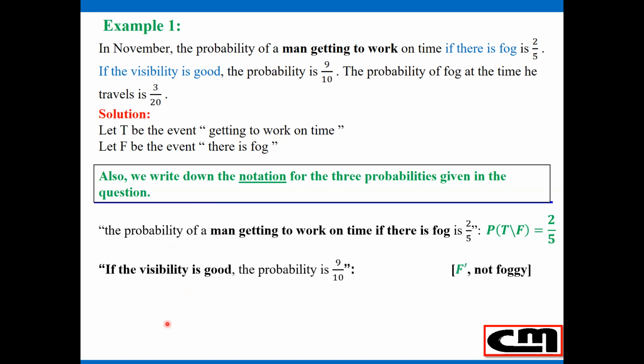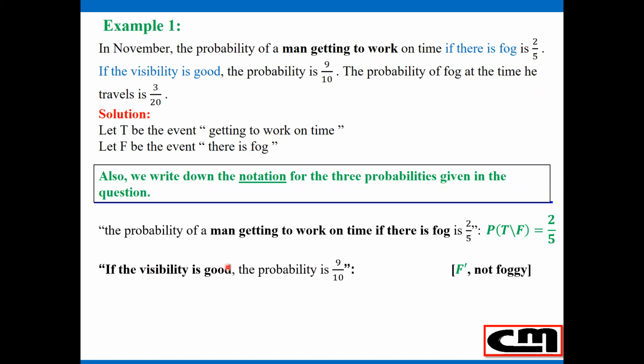We go to the next. If visibility is good, the probability is 9/10, right? Now, by saying if the visibility is good, all it means is that day there is no fog, right? So now using the F, we then come up with F prime, which simply means complement, the opposite of F, that is not foggy, right?